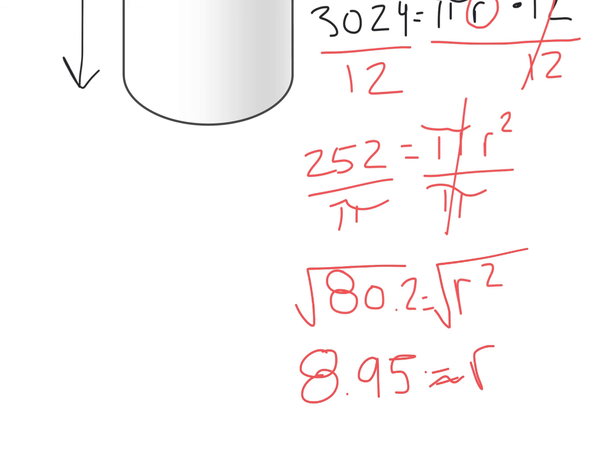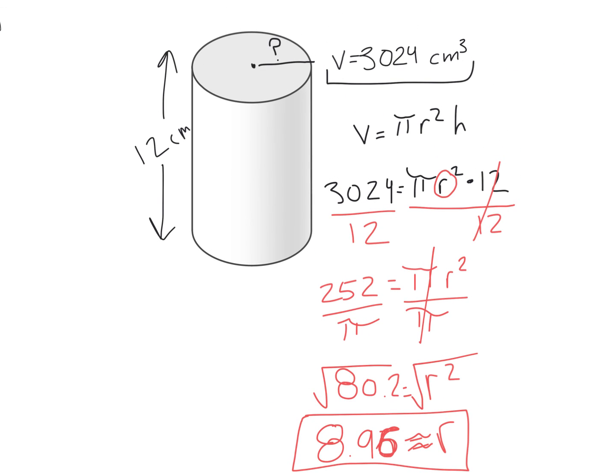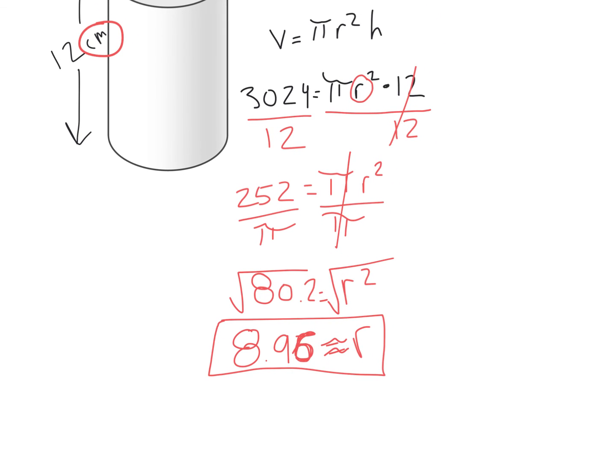And again, this is an approximation because we are rounding. Actually, it's 8.955, so I could round this up to 8.96 as a final answer here. Well, let's think back to what our units were. We had centimeters cubed and centimeters. This radius is going to be in centimeters. So 8.96 centimeters will be our radius.